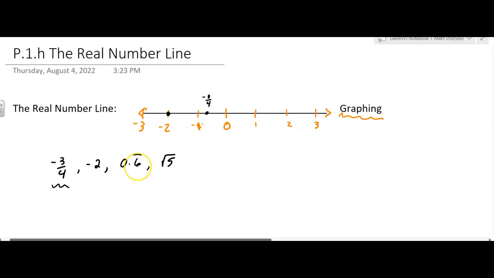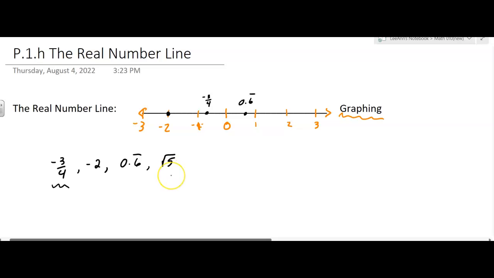Now 0.6, that's about 2/3, so it's going to be, and that 6 is repeating, I have to estimate, it's going to be about there. 0.6 with the 6 repeating. And that's the best we can do, is just kind of approximate it.